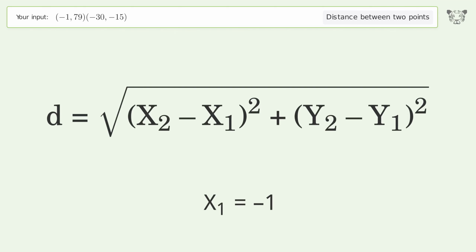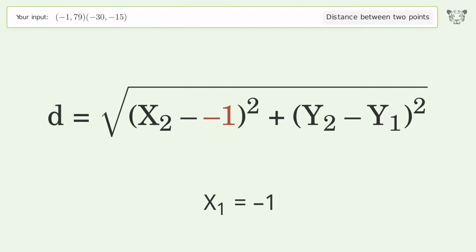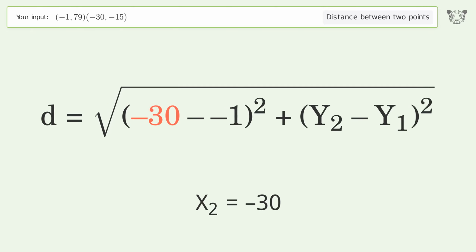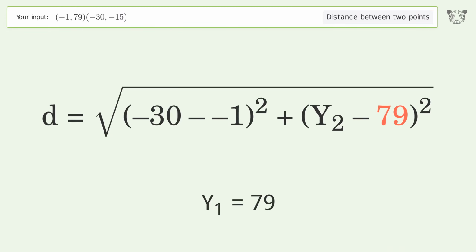x1 equals -1. x2 equals -30. y1 equals 79. y2 equals -15.